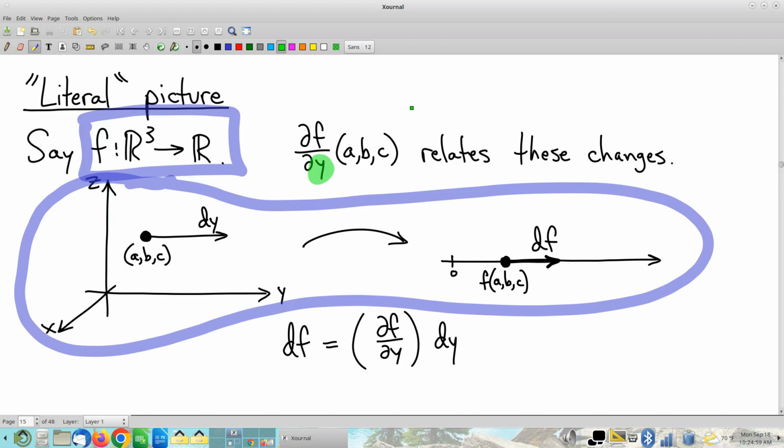So what is a partial derivative in this context? The big idea here is to keep in mind that if y is your variable, that means that x and z are constants. And so we're going to fix x and z.